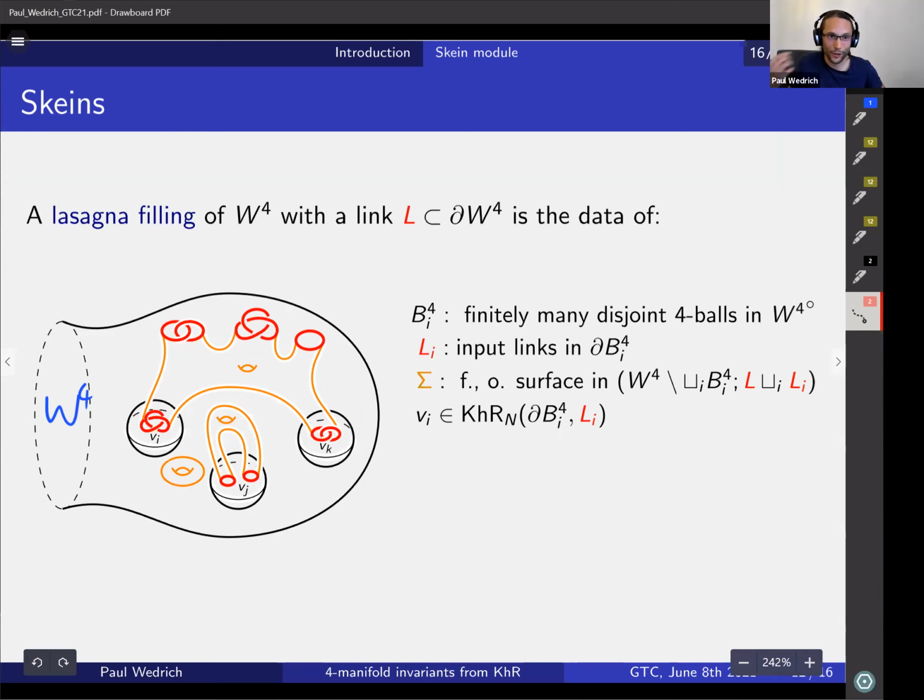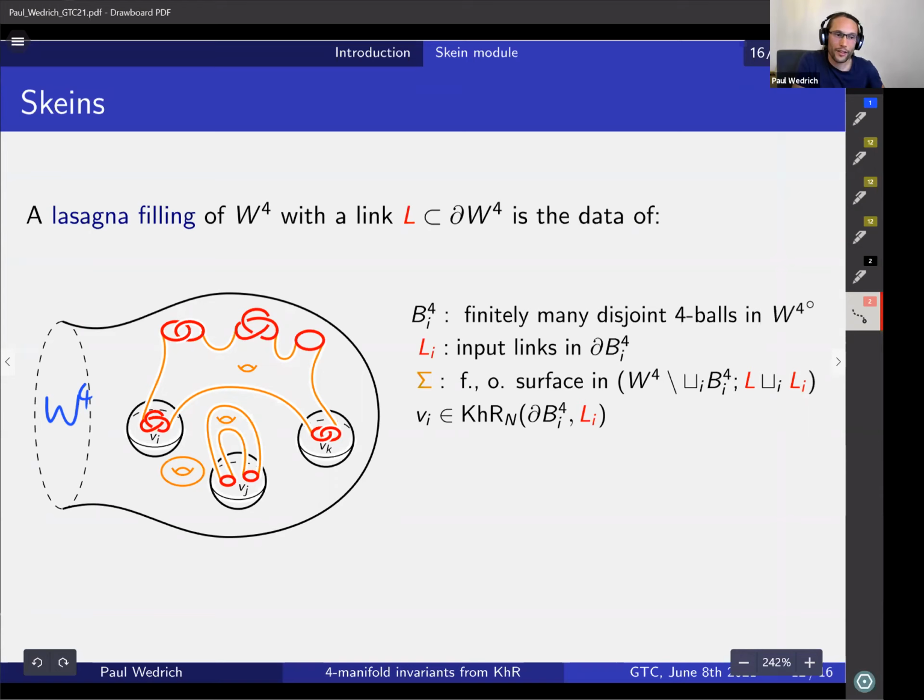But there should be these additional decorations that I've mentioned, and they take the following form. I'm allowed to drill out a finite number of 4-balls from the interior of the 4-manifold, and I'm allowed to decorate the newly created 3-sphere boundaries with links Li. I'll say that they are input links, and they lie on these input spheres, and it will be clear why I say that on the next slide.